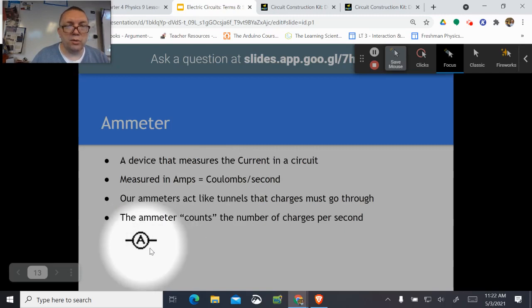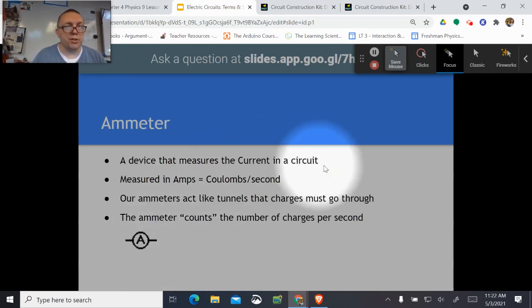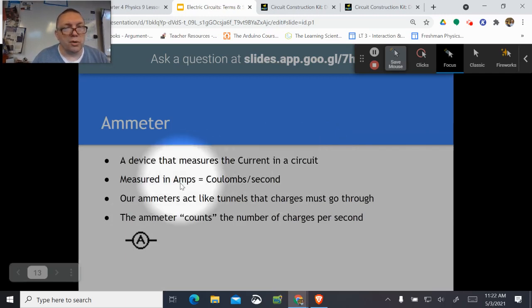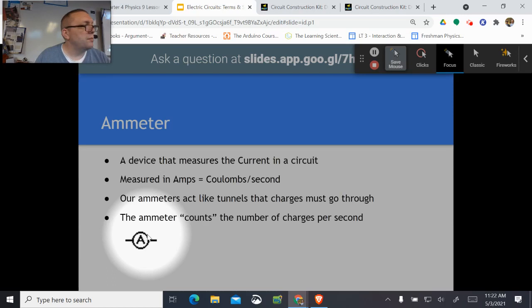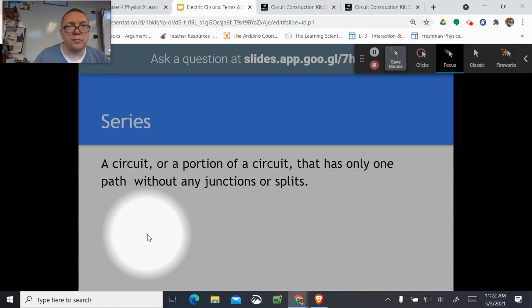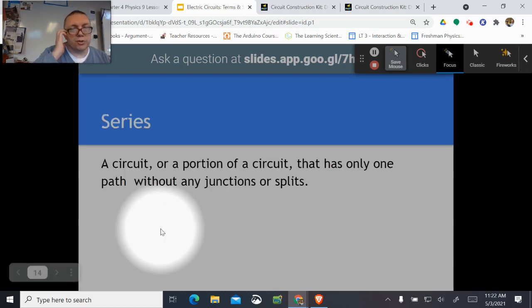And an ammeter, we talked about this earlier on as well. It's a device that measures the current in the circuit. Current is measured in amps or coulombs per second. It counts the charges that go through. I'm going more quickly through those because I think we'd seen those earlier.